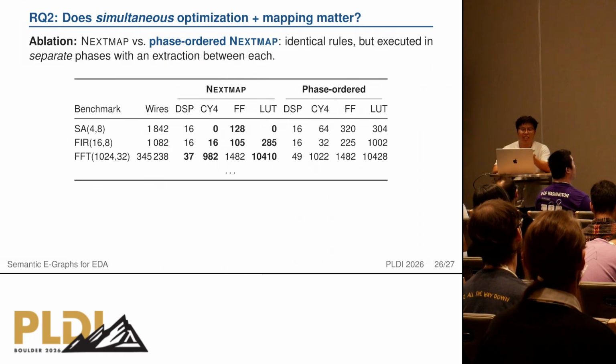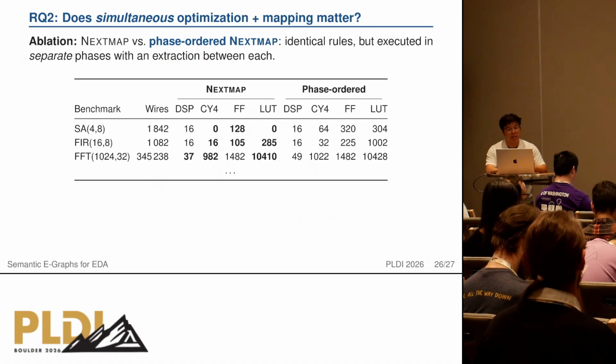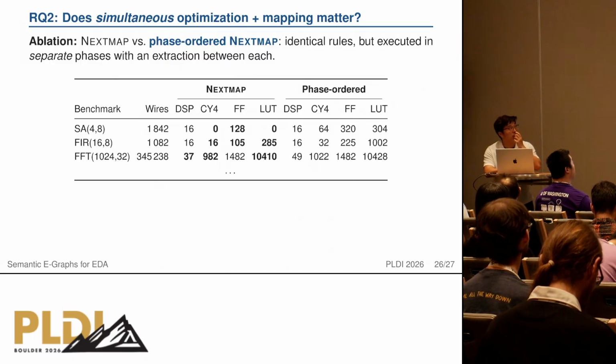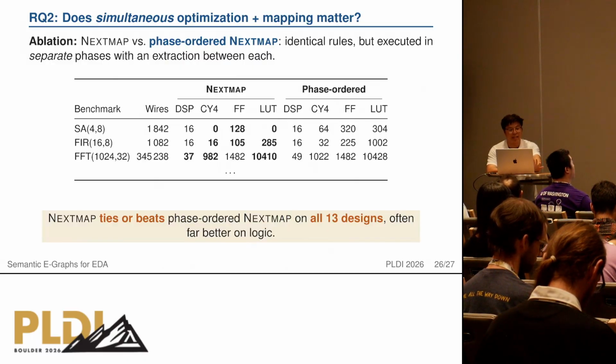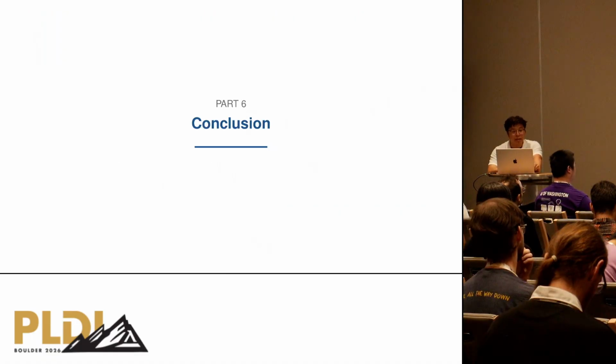And we have an evaluation study for Nextmap against the phase-ordered Nextmap, where we have identical rules, but they are executed in separate phases with extraction between each. We can say that Nextmap always ties or beats the phase-ordered Nextmap, and we can sometimes gain very substantial improvements from it.